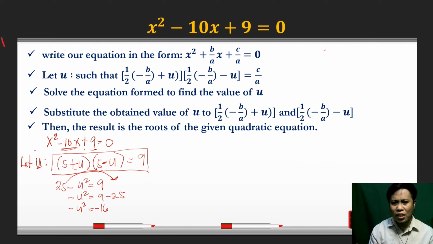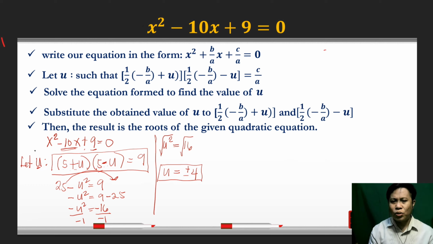negative 16. So if you divide both sides by negative 1, so the result is u squared equals positive 16. Then we'll get the square root. Kung natin square root niyan, the square root of u squared is u equals the square root of 16 is positive negative 4.